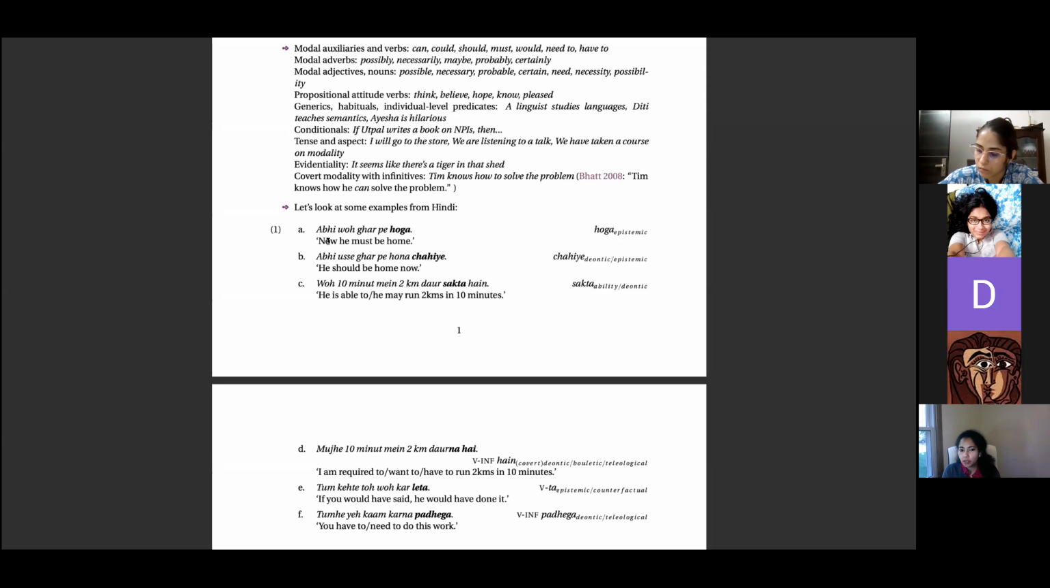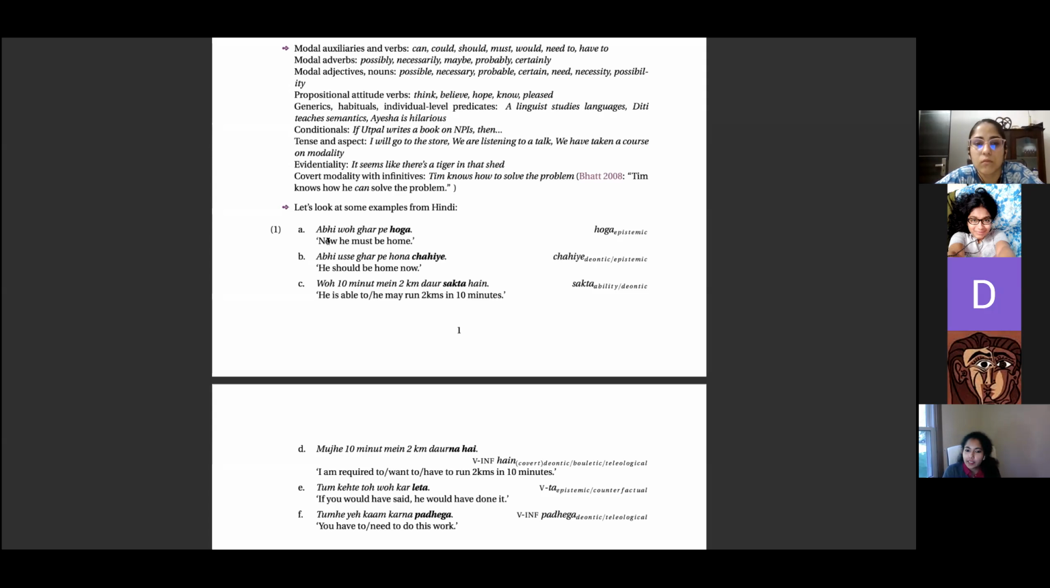So for example, abhi use ghar pe hona chahiye. Right? You can have a reading where it is necessary that he does that in view of the rules, etc. That is your deontic flavor. Or based on my knowledge, what I know, he goes home, reaches home at this time, he should be home by now, which is my knowledge-based reading.